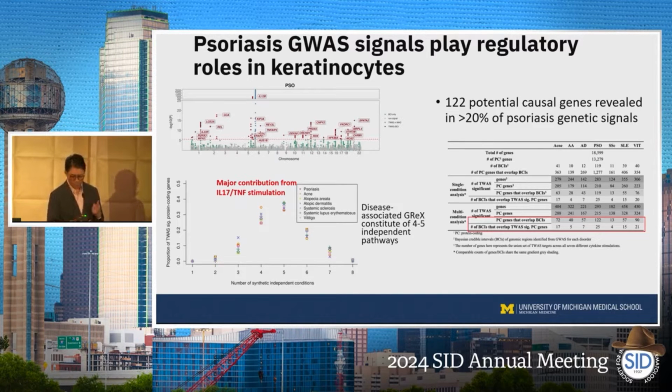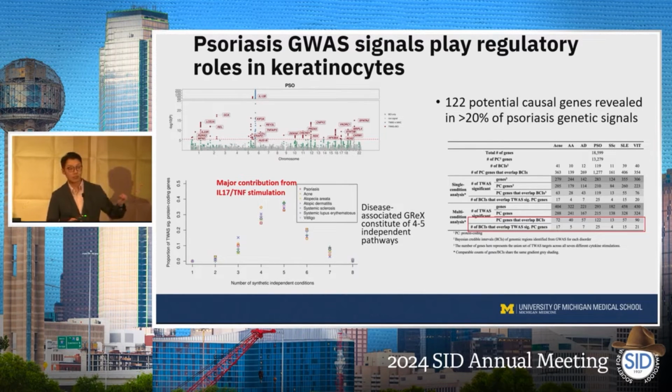And then we apply these TWAS techniques to study multiple different complex skin conditions, including psoriasis. Here, the figure on the bottom left represents different independent components, because we talked about how we have 7 or 8 different cytokine conditions. We simply ask, among those TWAS targets and genes that we identify, how many independent inflammatory components in keratinocytes play a role in these complex traits. So we identify like 4 to 5 different independent components.